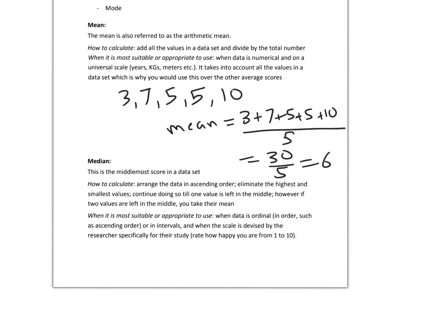Let's also look at when it is most appropriate or suitable to use. When data is ordinal. That simply means when it's following a certain order. That's why we're placing the data in ascending order from smallest to largest, or when it's in intervals. So again, it could be in intervals such as the data could be 0, 2, 4, 6, 8, 10, etc. And is on a scale that is devised by the researchers specifically for their study. So let me explain how it's calculated and when it's most appropriate to use with an example.